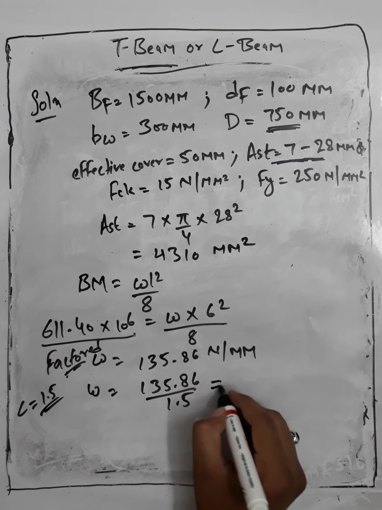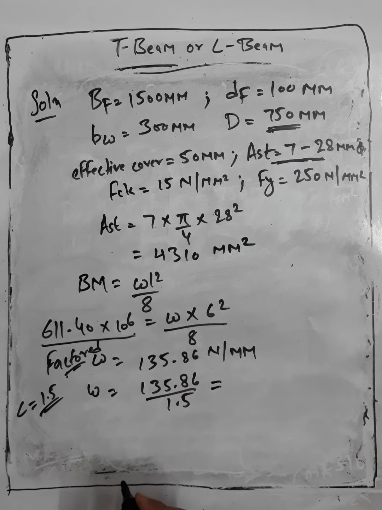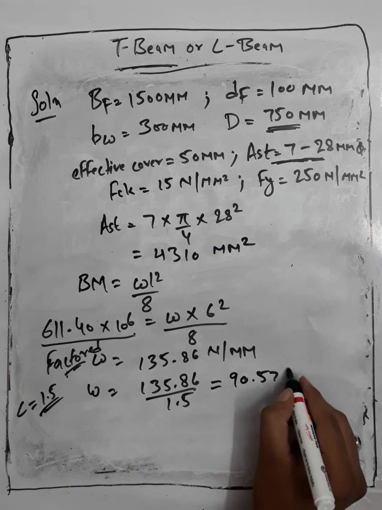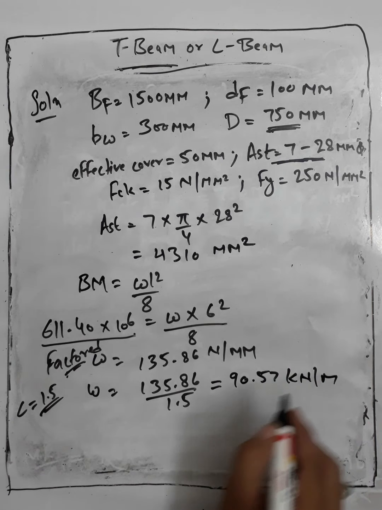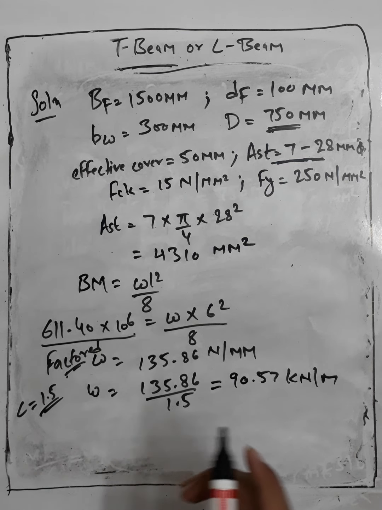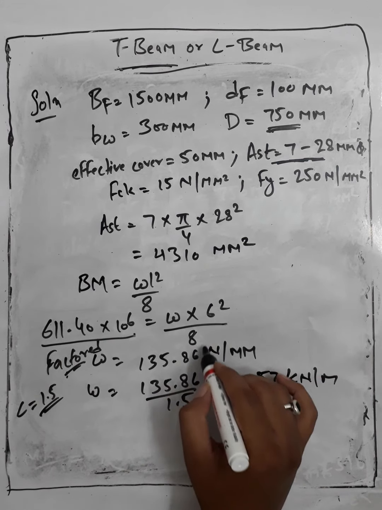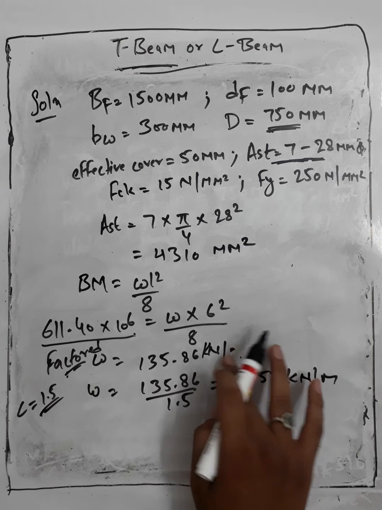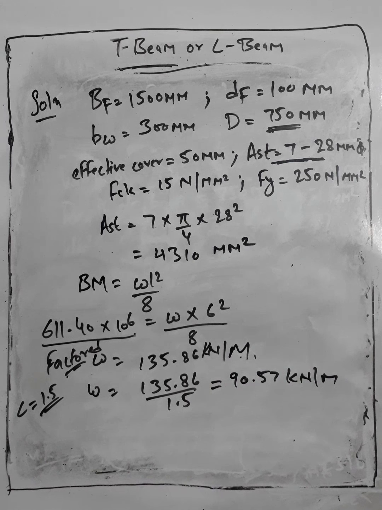So what we got here? If you divide this, we got 90.57 kilonewton per meter. Sorry, this is not Newton, this is kilonewton per meter, not mm. So W is equal to 135.86 divided by 1.5. Here we got 90.57 kilonewton per meter.